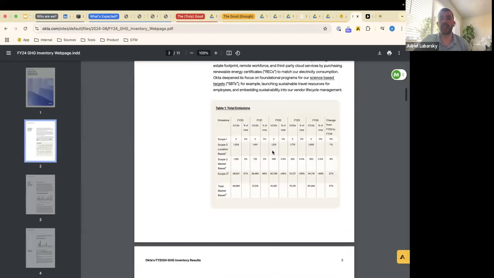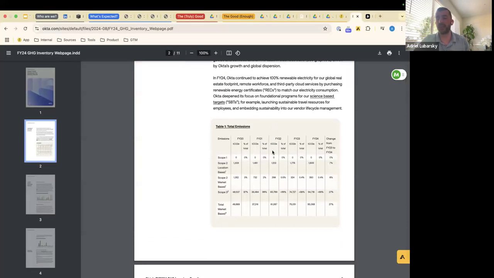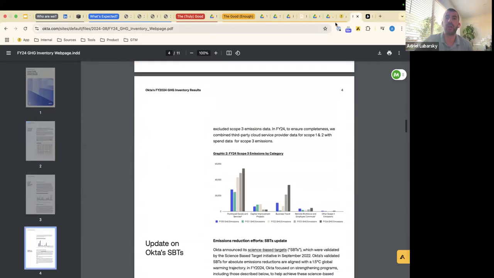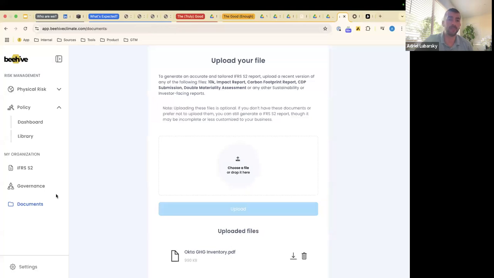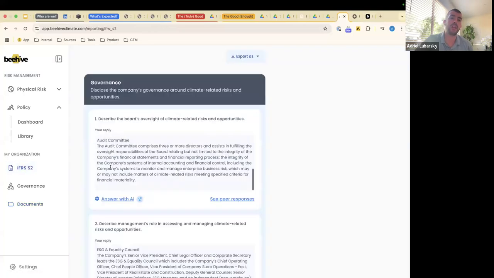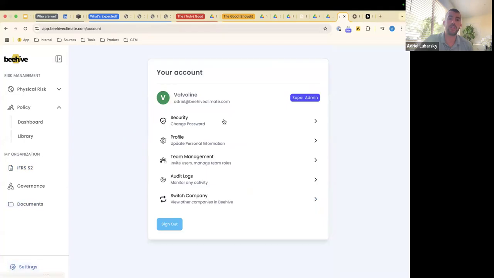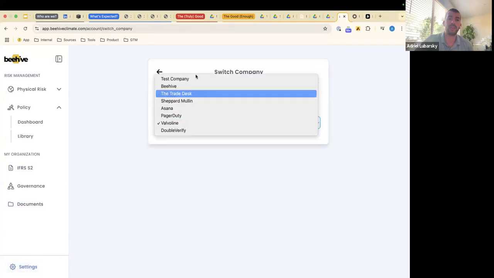This is what that inventory actually looks like, just for context. A lot of companies have a report like this. You get it from your carbon accounting vendor. So this is basically what I uploaded into Beehive here. And then what will happen is, just a moment, we've got to do this here.